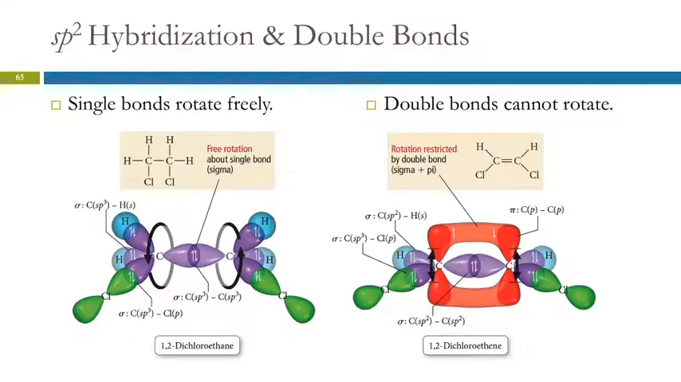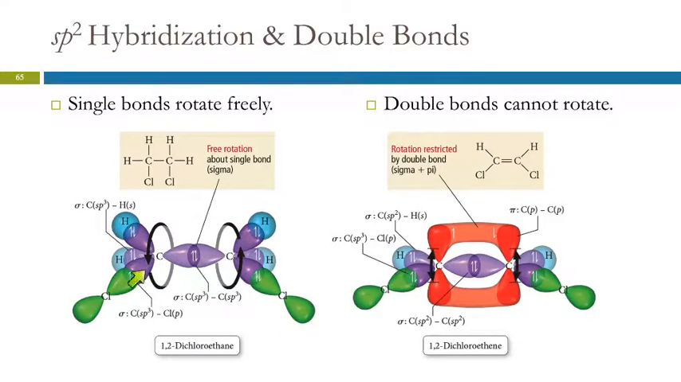This also explains rotation around bonds. Here we have two similar molecules. We have 1,2-dichloroethane, and we have 1,2-dichloroethene. The difference is this one has a double bond between the carbons. This has a single bond between the carbons.